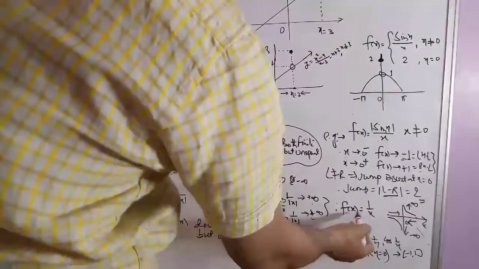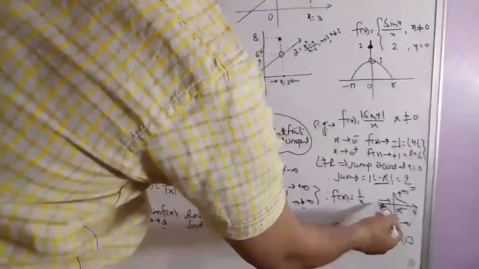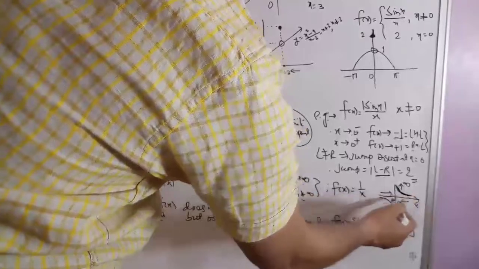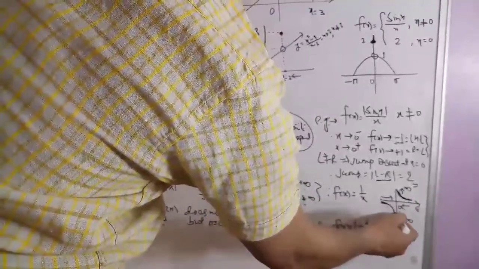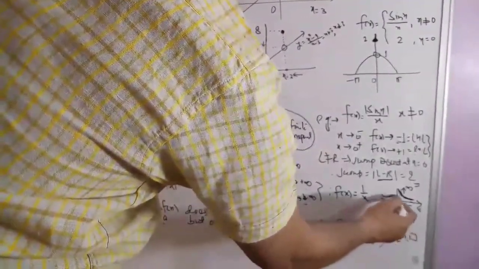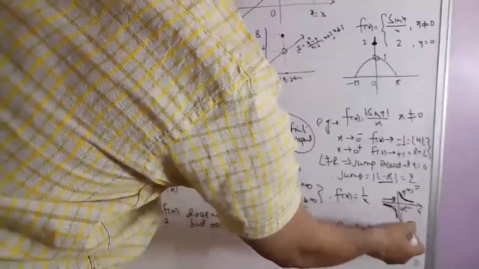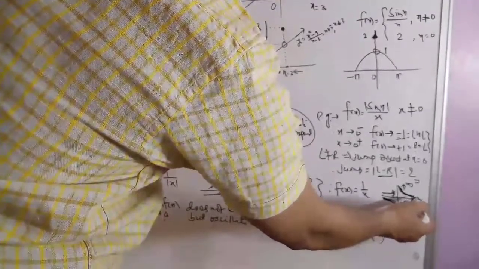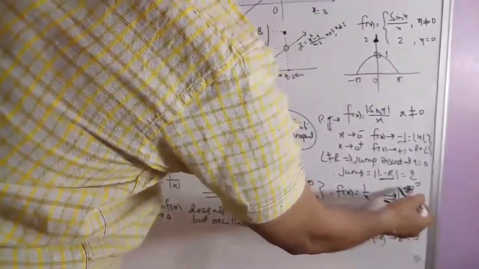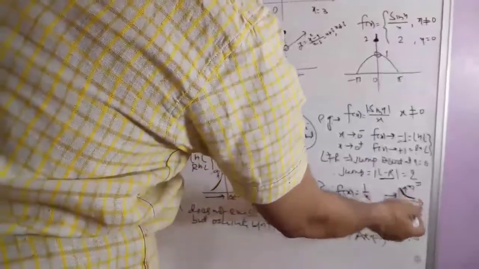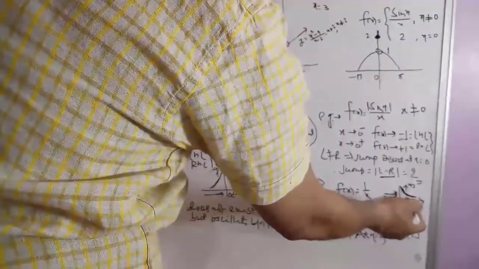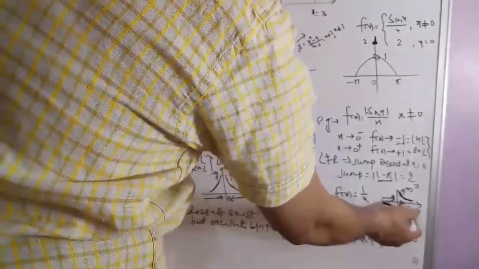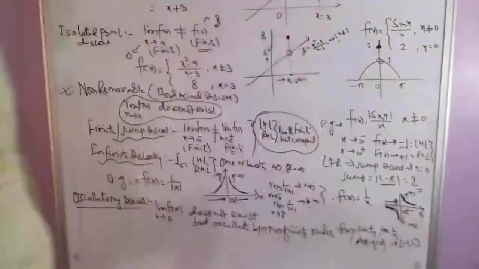Here is a second example, f(x) equal to 1 by x when x tends to 0. Here is the graph of 1 by x, the reciprocal function, with this branch and this branch symmetric in opposite quadrants, first and third. As x tends to 0 from left, f(x) tends to minus infinity, and as x tends to 0 from right, 1 by x, that is f(x), tends to plus infinity. Here both are infinite, so in such a case at 0 the discontinuity is called infinite discontinuity.